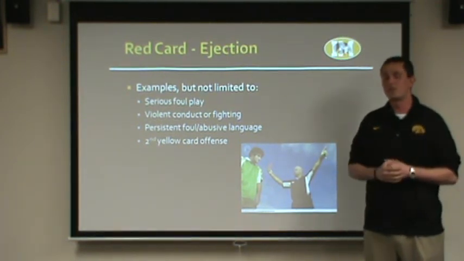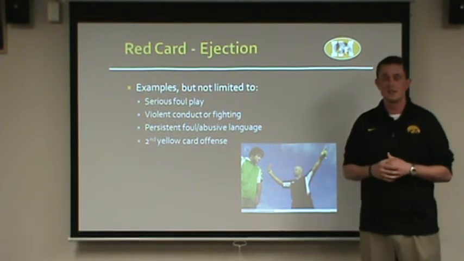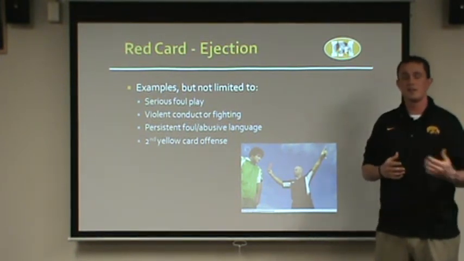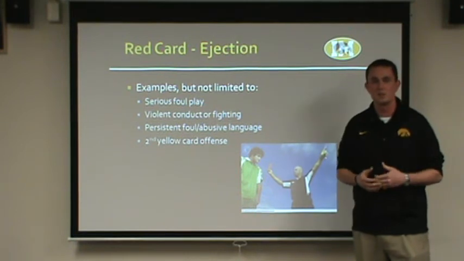So if you have two substitution violations and you got a yellow card the first time, you're going to get a yellow card the second time, which equals a red card.